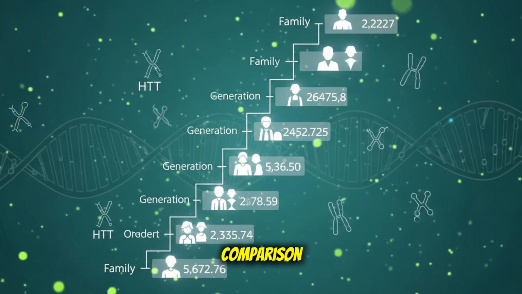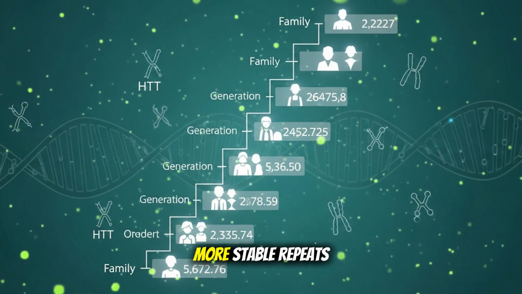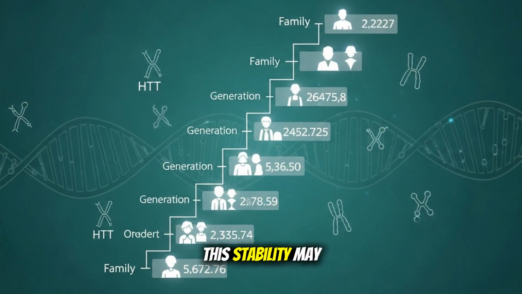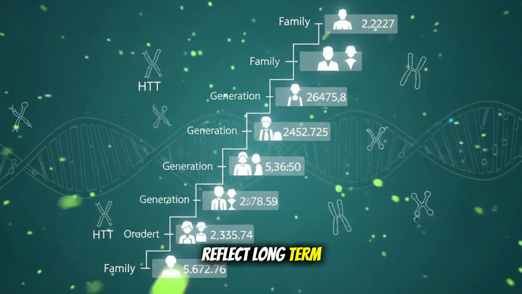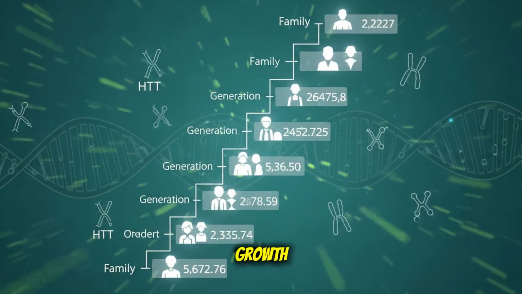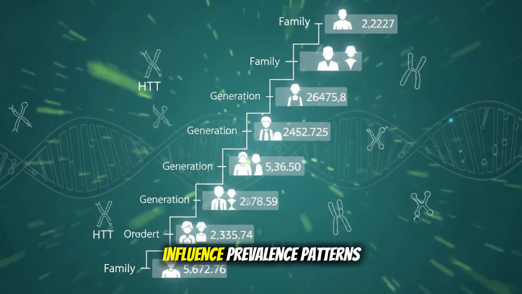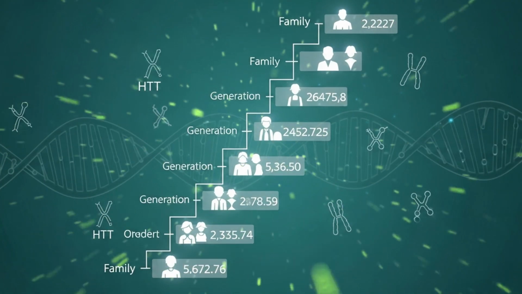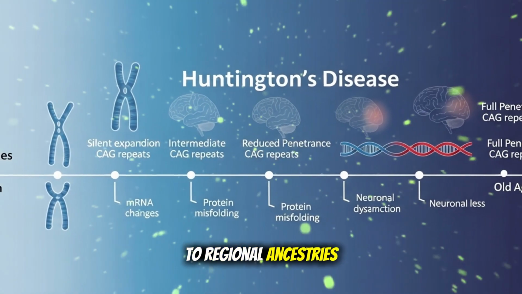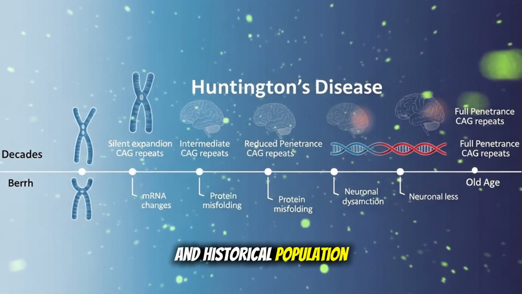By comparison, populations with shorter, more stable repeats display reduced rates of expansion. This stability may reflect long-term demographic histories or genomic contexts that limit repeat growth. Now, these differences influence prevalence patterns, connecting the evolutionary behavior of the gene to regional ancestries and historical population structures.